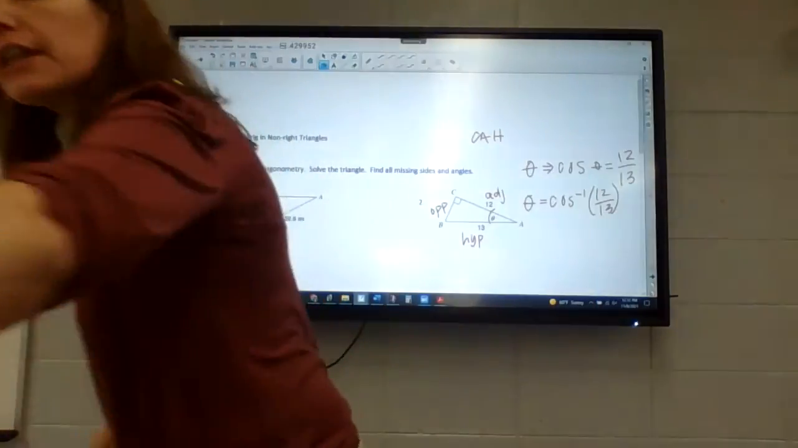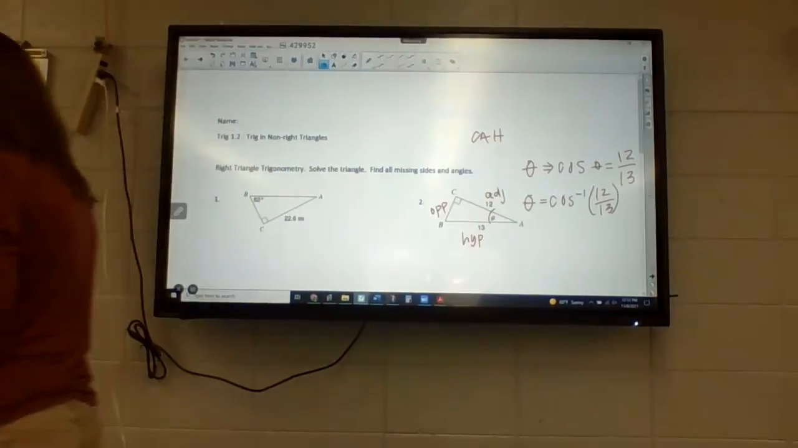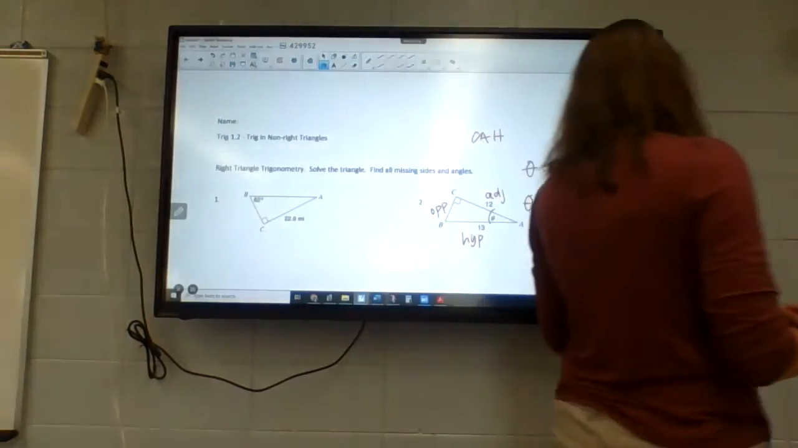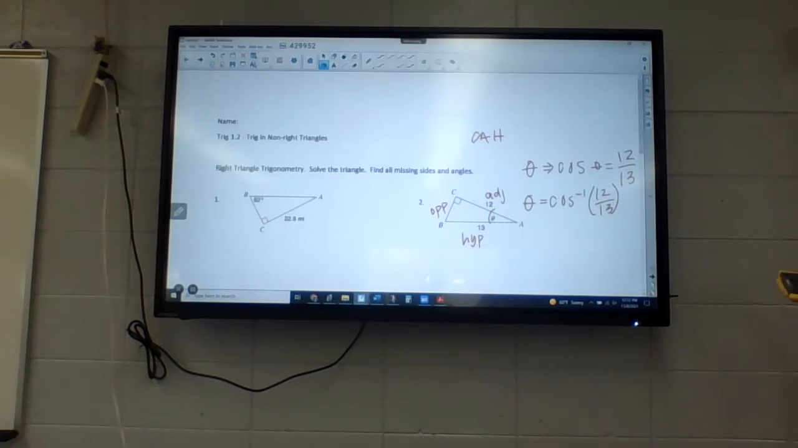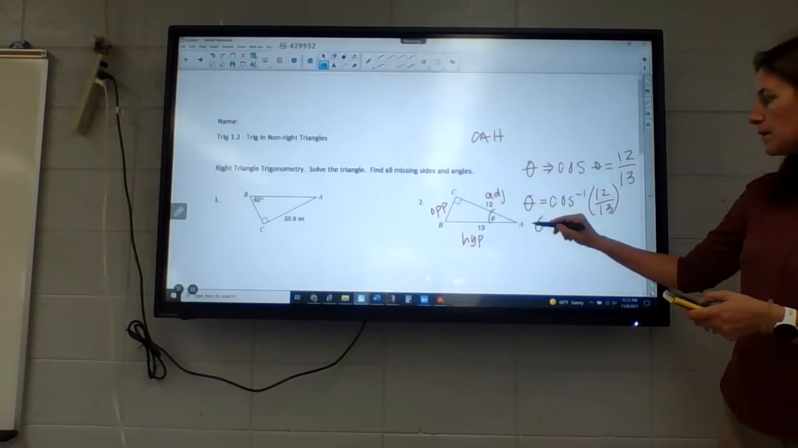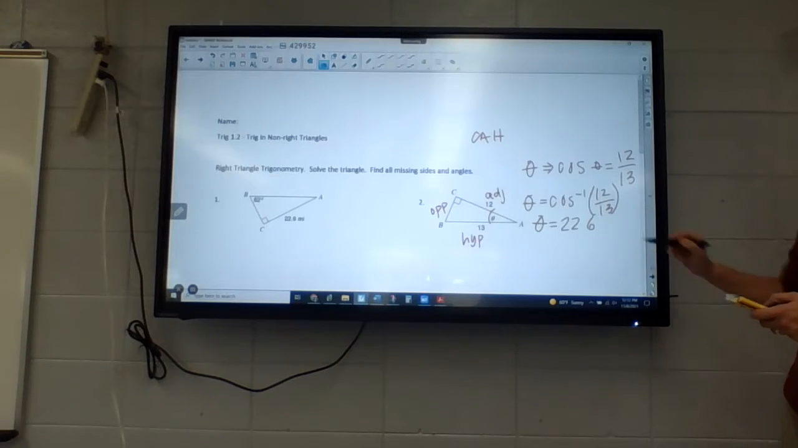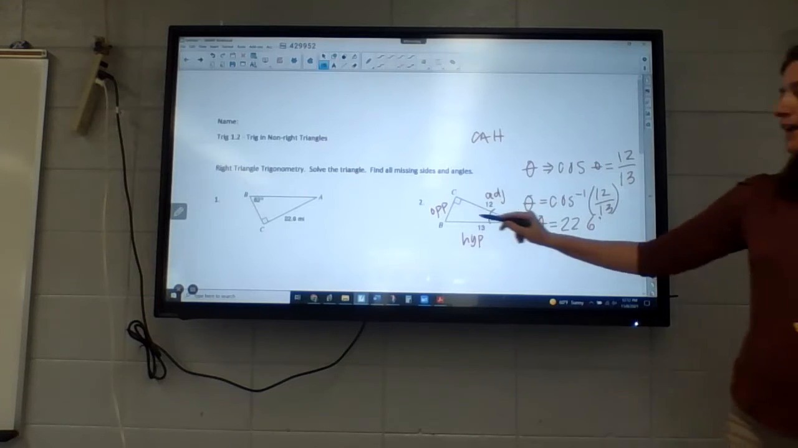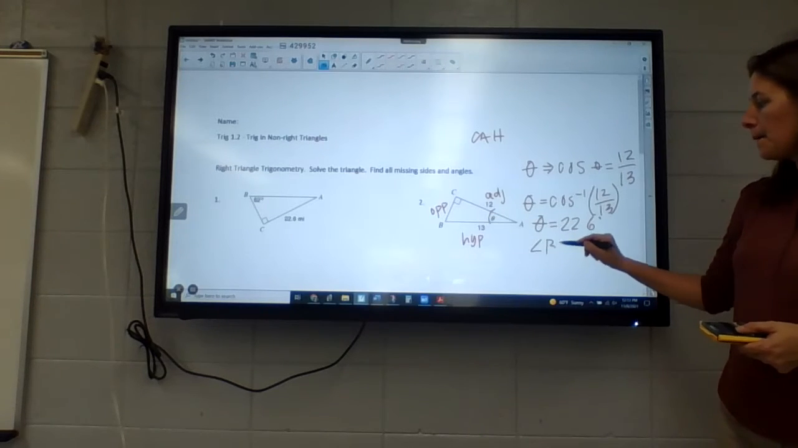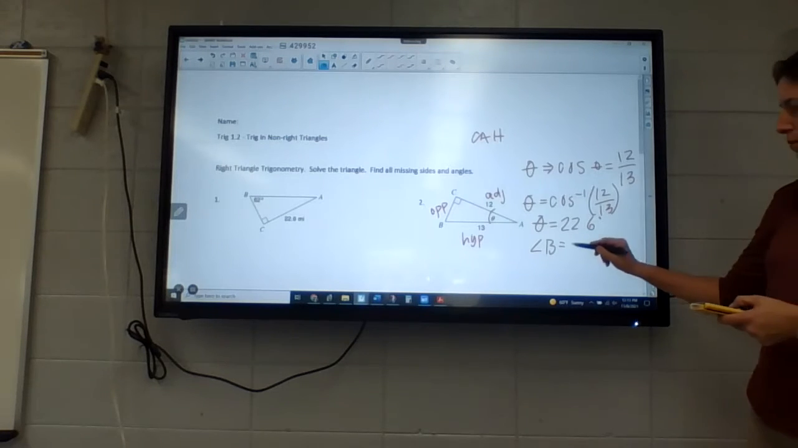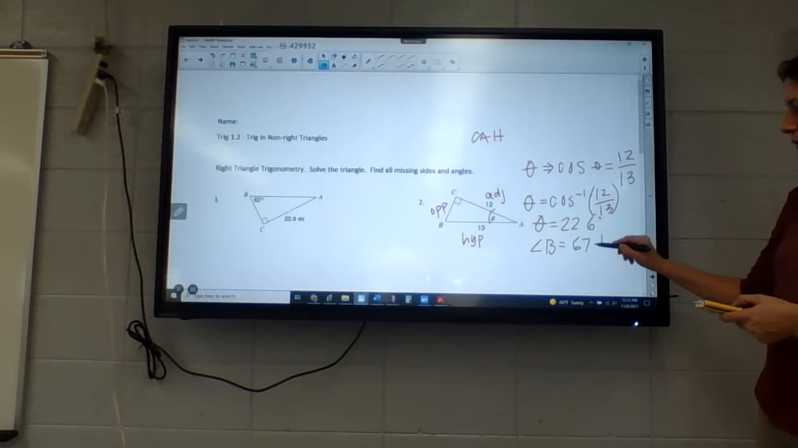And so you're going to need a calculator for this. You probably can't do that in your head. And we get 22.6 degrees if we go to the tenths place, so that's angle theta. Once I know that, I can easily find angle B because I know they add up to 180 together. So angle B is going to be 67.4 degrees.